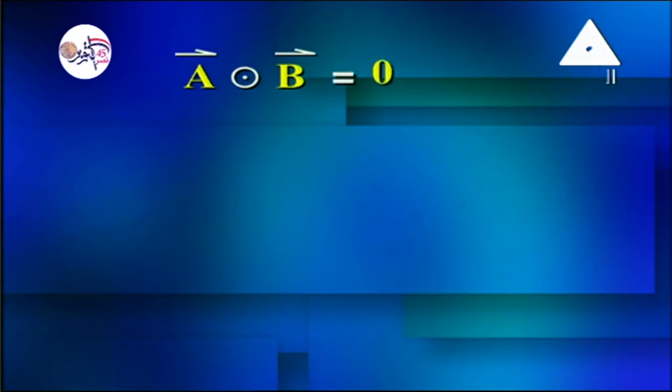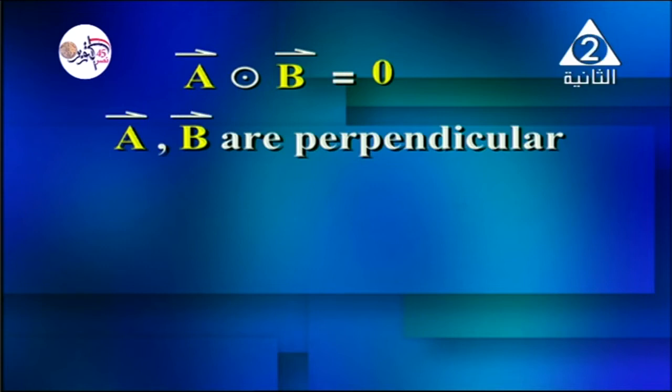A dot B equals 0 when A and B are perpendicular. Why, my dear student? If we have two vectors A and B that are perpendicular, what is the scalar product of A and B? A dot B equals norm A, norm B, cosine of the angle between them. The angle between them is theta equals 90 degrees, so norm A, norm B, cosine 90. What is the value of cosine 90? Excellent, cosine 90 equals 0. Then by substituting norm A, norm B, cosine 90, we deduce that A dot B equals 0.